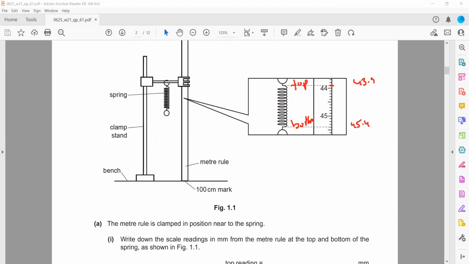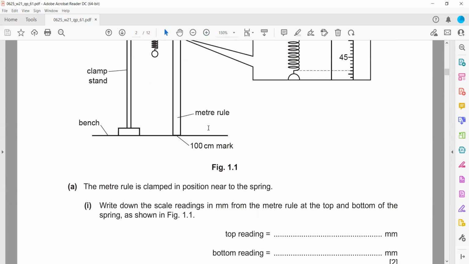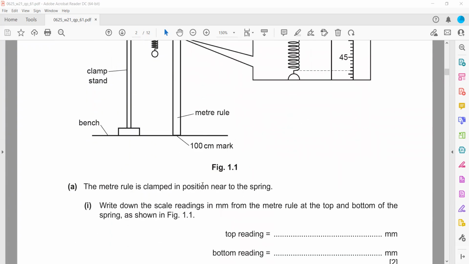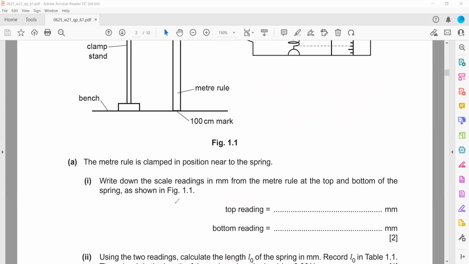In the first part, they ask us to state the reading at the top and the bottom. The readings we took are in centimeters, but we have to convert into millimeters. The first reading was 43.9 centimeters and the second reading is 45.4 centimeters. To convert centimeters into millimeters, we multiply by 10. This comes out as 439 millimeters and 454 millimeters. So these are the readings in millimeters.